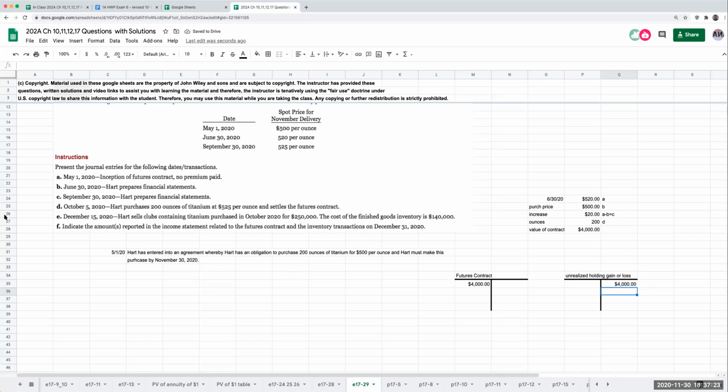What you'll notice is it's an unrealized holding gain or loss in equity, meaning it's that separate component of owner's equity, basically other accumulated comprehensive income. This is on June 30th. Our financial statement preparation would be a debit to futures contract, credit to unrealized holding gain or loss.